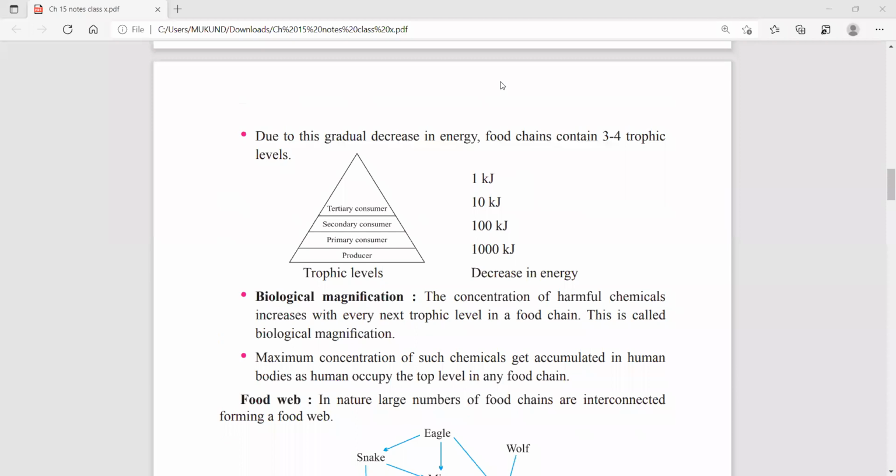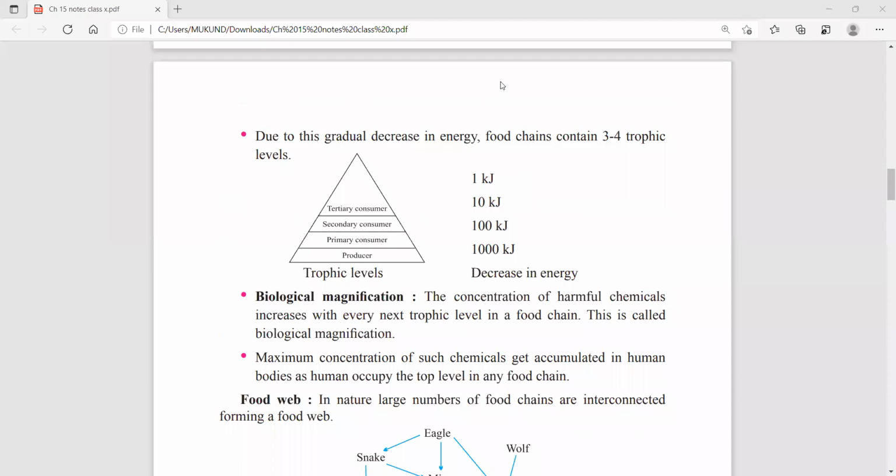For example, they have been given 1000 kilojoules of the sun's energy, because they are in direct contact with the sun, and the most energized source of energy is the sun. So that's why they have a large amount of energy.